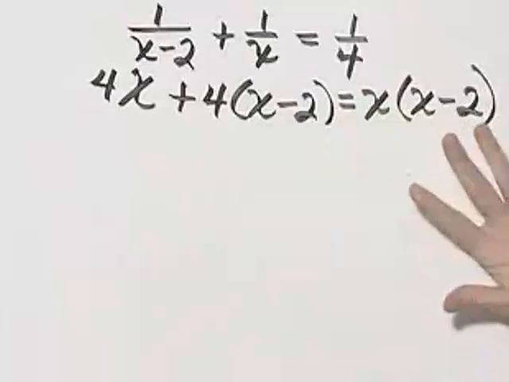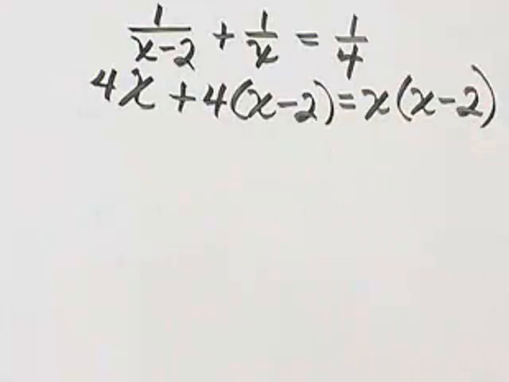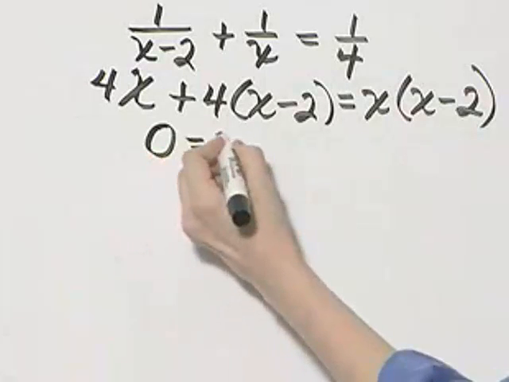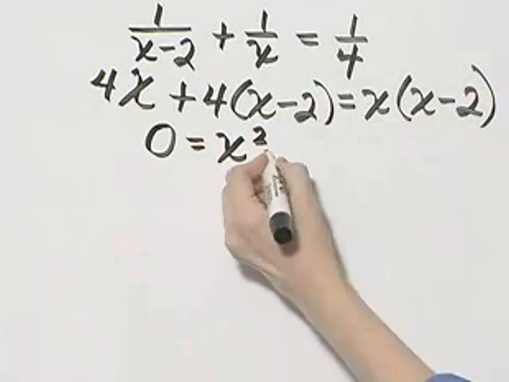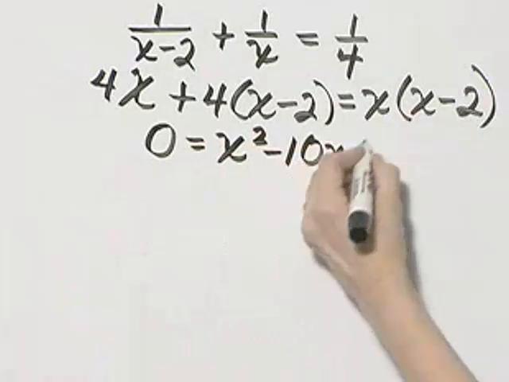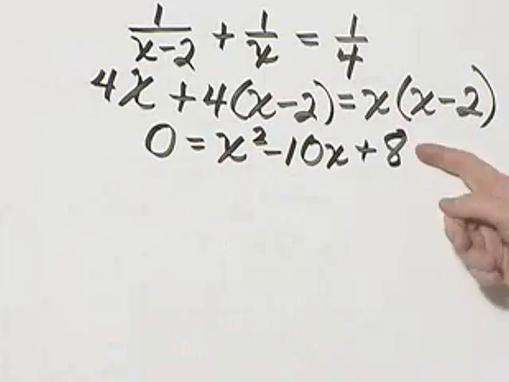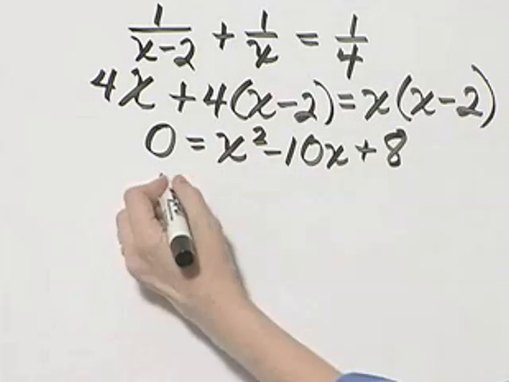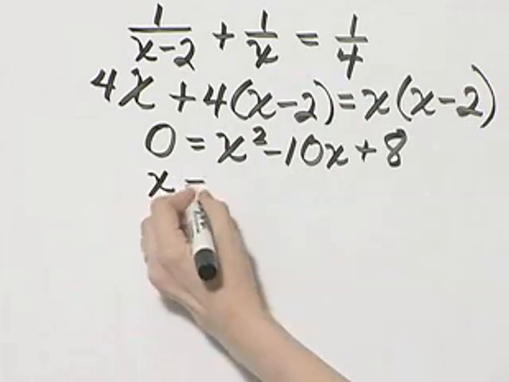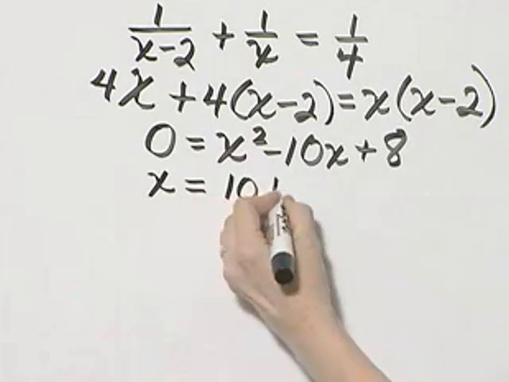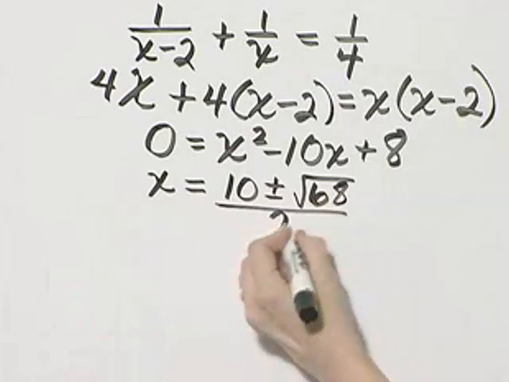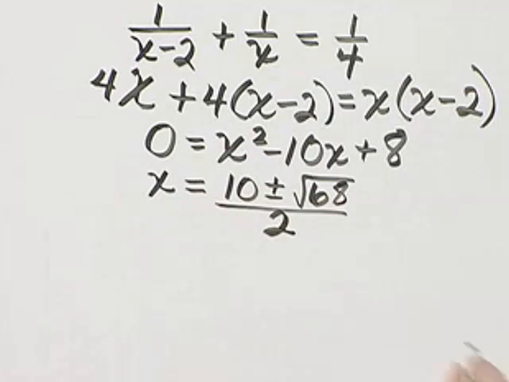Then multiply everything. You'll have a quadratic equation. Set it equal to 0, and you'll have 0 equals X squared minus 10X plus 8. This cannot be solved by factoring, so use the quadratic formula. If you use the quadratic formula, you'll have X is equal to 10 plus or minus the square root of 68, all over 2. And you will need to simplify this.